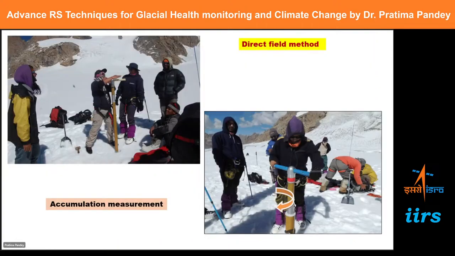And this is how we measure accumulation in the field. We take out a core of the snow and try to know through the density how much snow has accumulated this year. And by knowing how much snow has accumulated, we can get to know the accumulation. So these methods are very difficult.